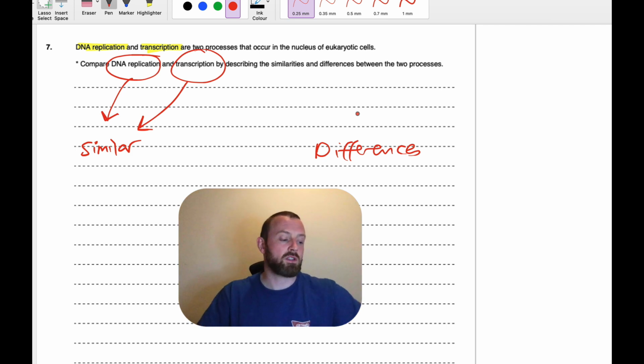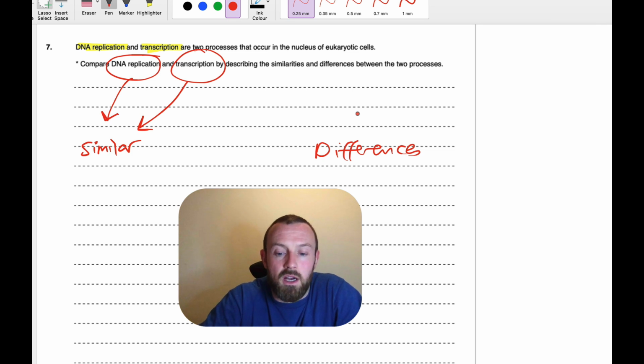So I'm going to show you the two animations of these two processes, just to refresh your memory, and then I'll get into the mark scheme. Let's look first of all at the animation for transcription.